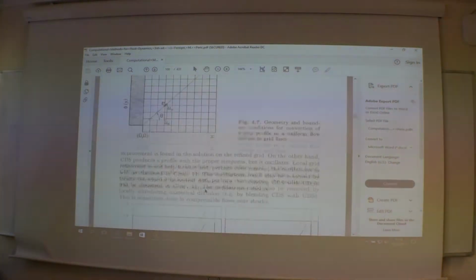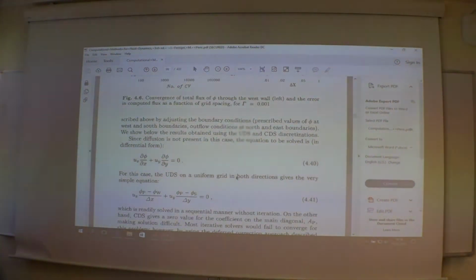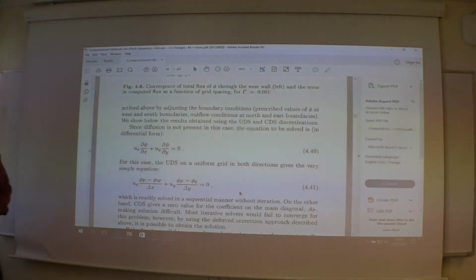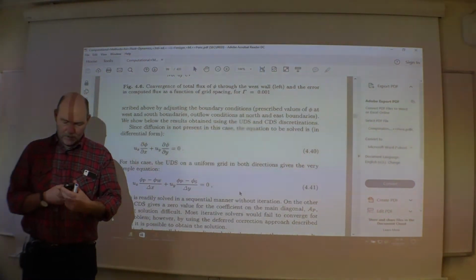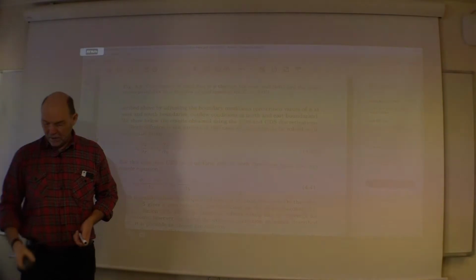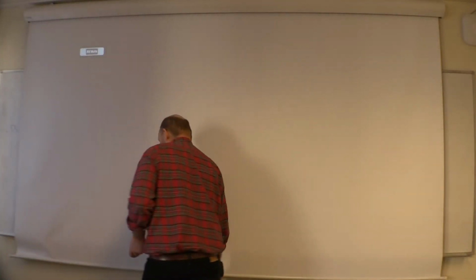Now let's go back to this upwind and the central scheme, just to have a look at what we are actually doing, peeking into the modified equations.